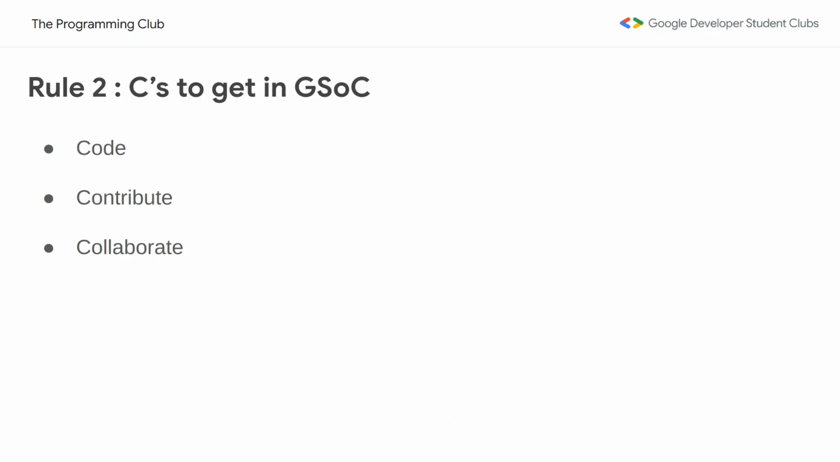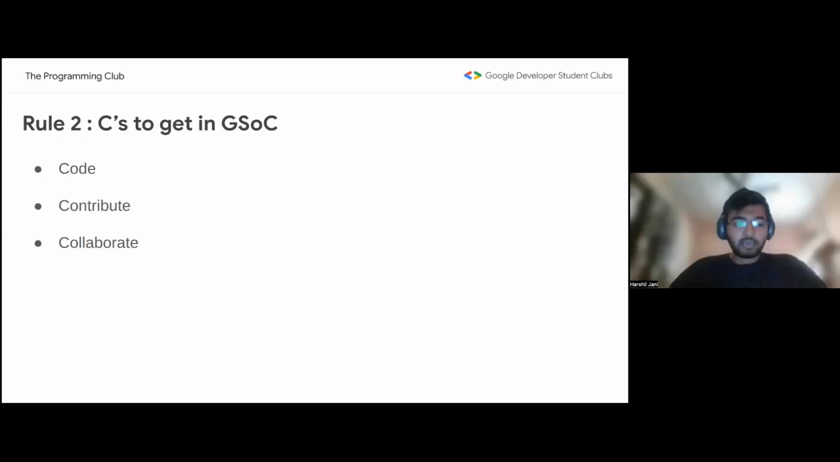There are some C's to getting GSoC: code, contribute, and collaborate. By code, I mean it is important to do some projects initially. If you are aiming to work on a project that uses technologies, let's say JavaScript or Rust, there should be some coding you have already done. It's not important to do everything, but you must have coded something very basic in at least 40 to 50% of the technologies they mention.